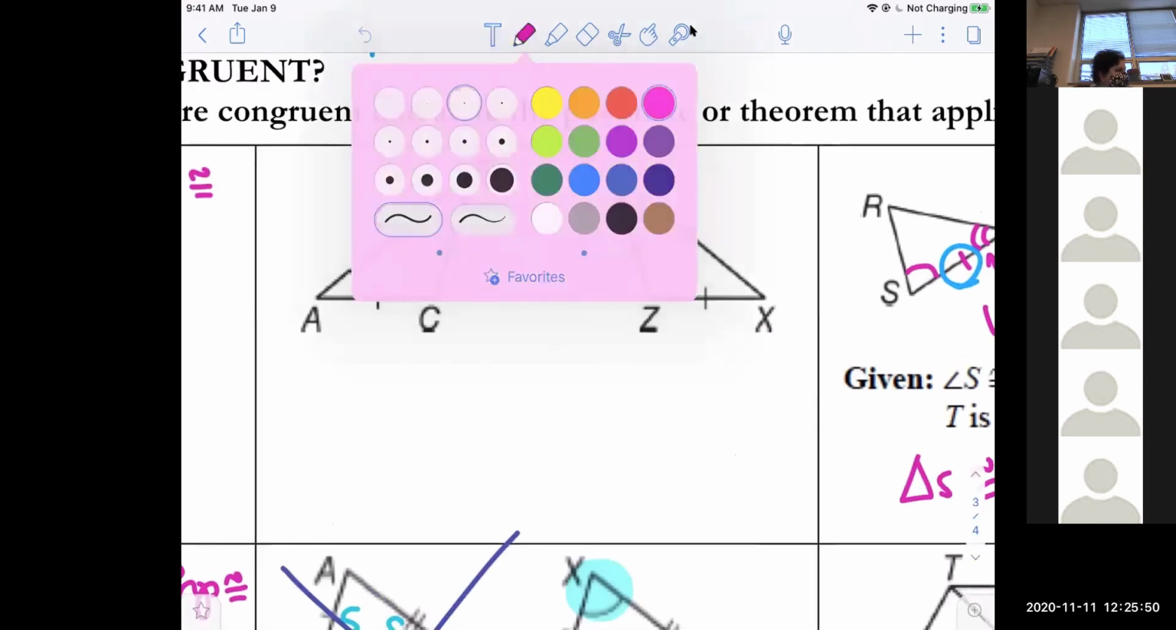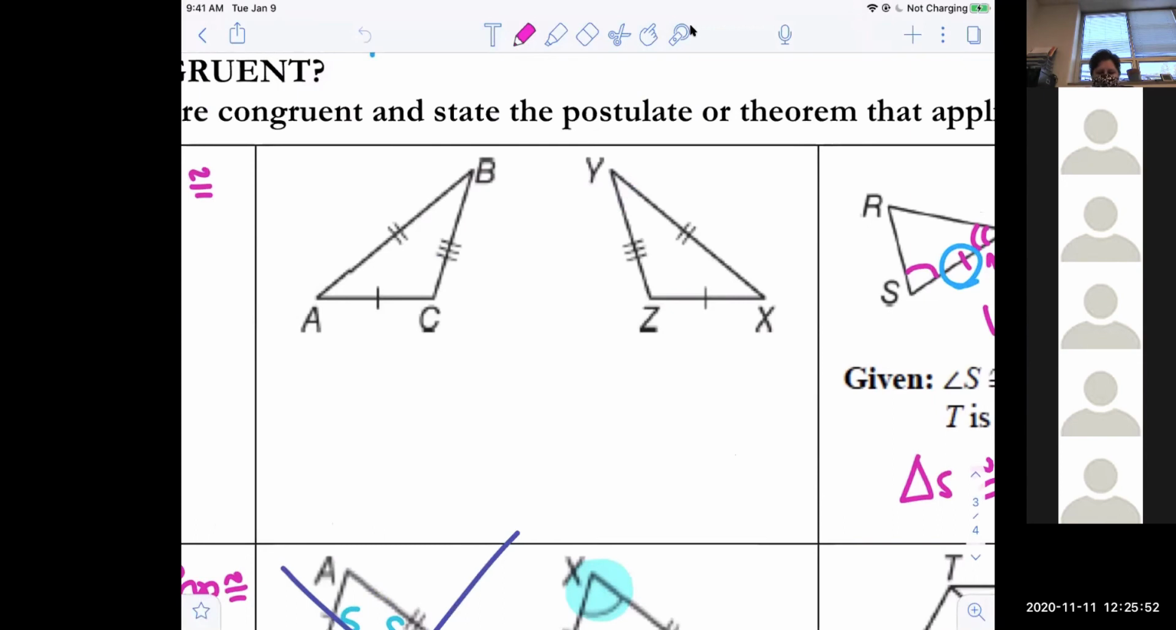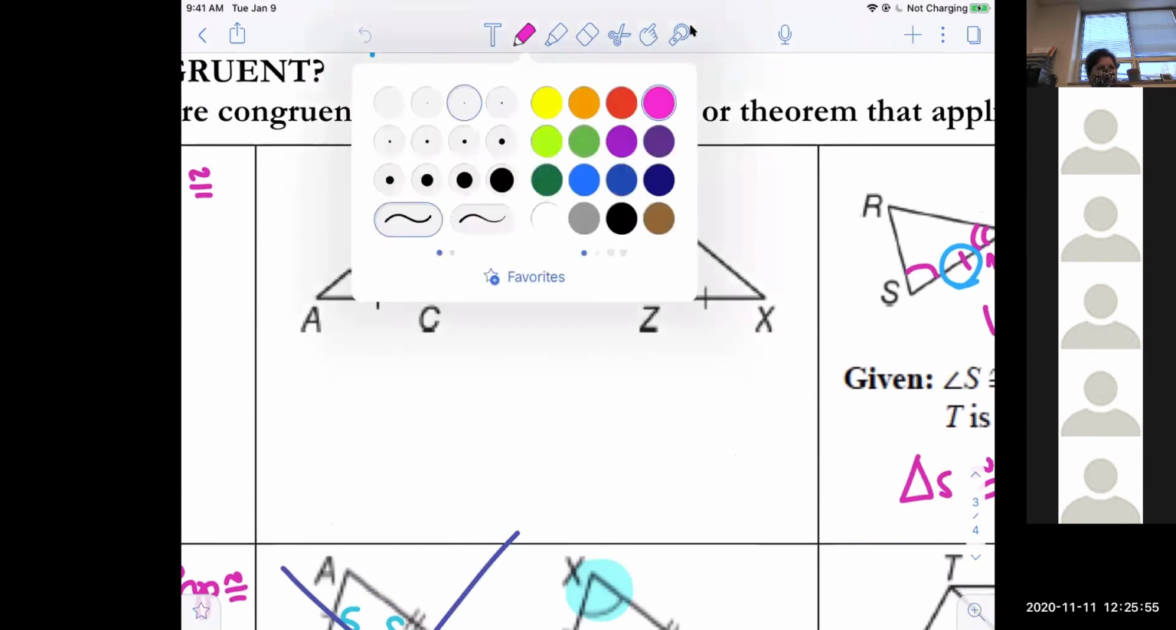Okay, so let's see. Grant, tell me why those triangles are congruent.